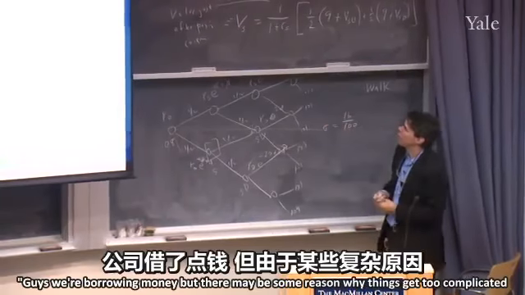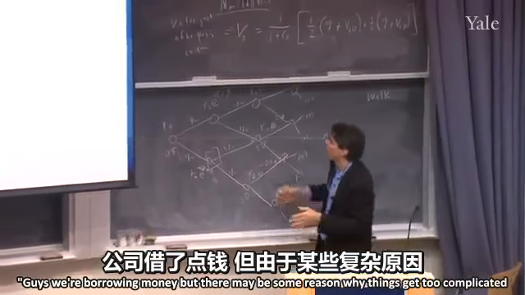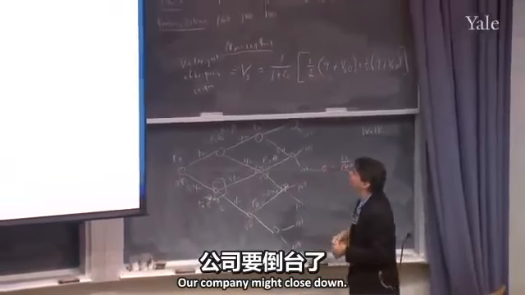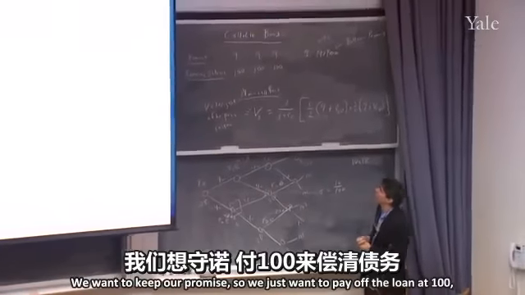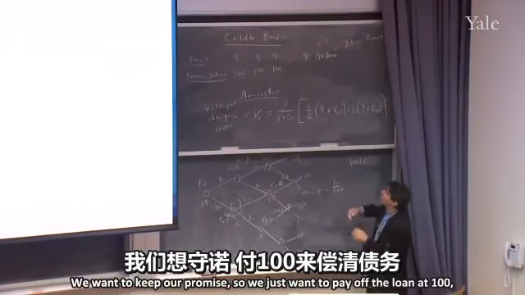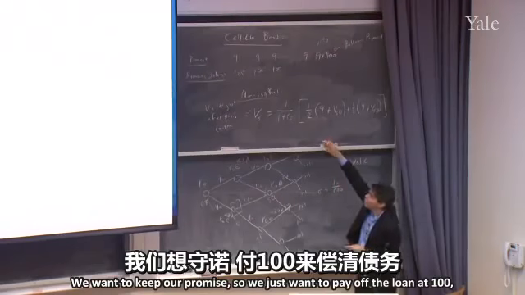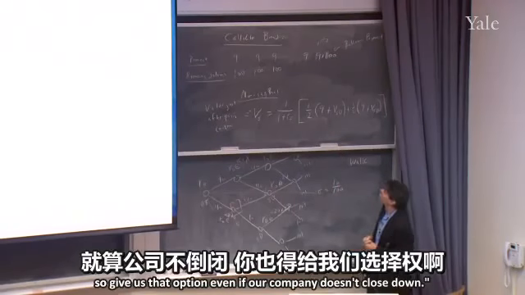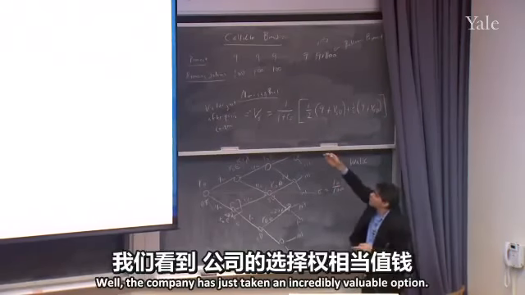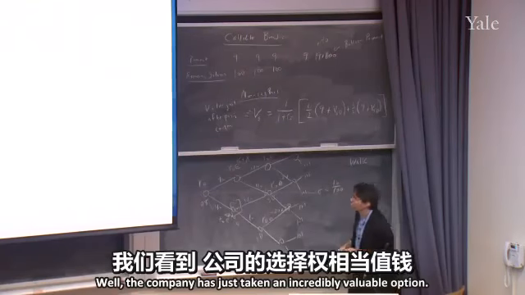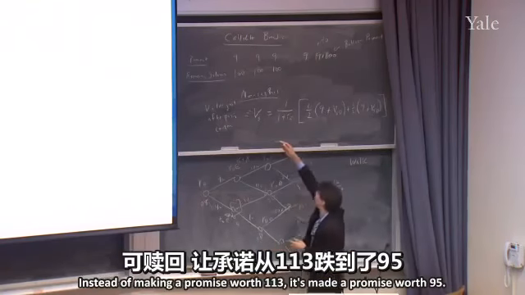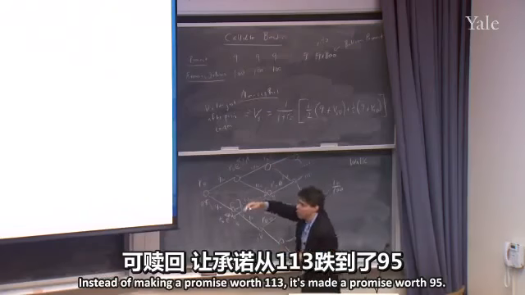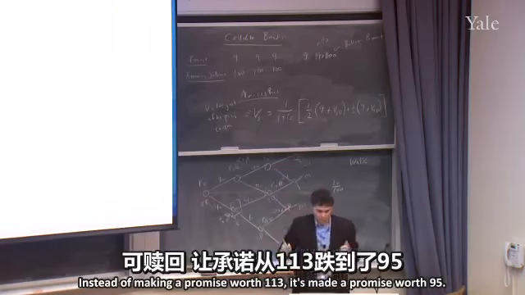Look, guys, we're borrowing money, but there may be some reason why things get too complicated. Our company might close down. We want to keep our promise, so you just want to pay off the loan at 100. So give us that option even if our company doesn't close down. Well, the company has just taken an incredibly valuable option. Instead of making a promise worth 113, it's made a promise worth 95.